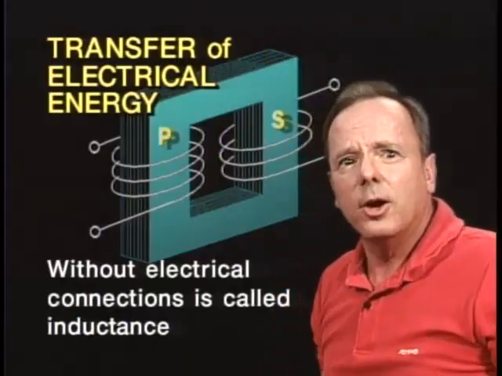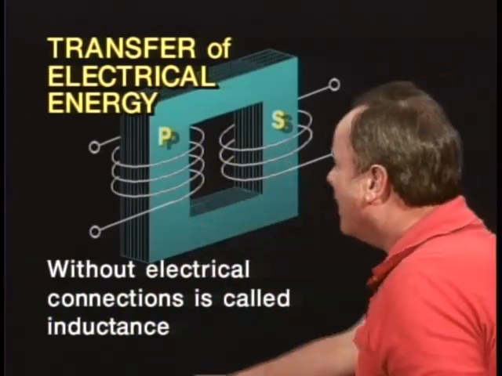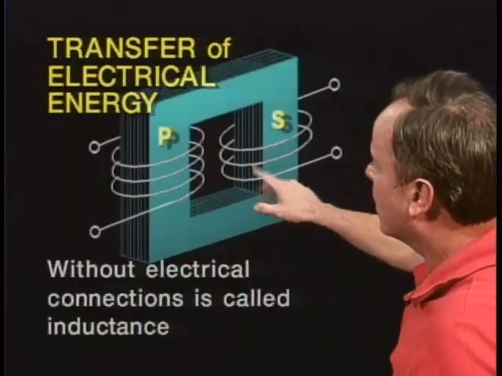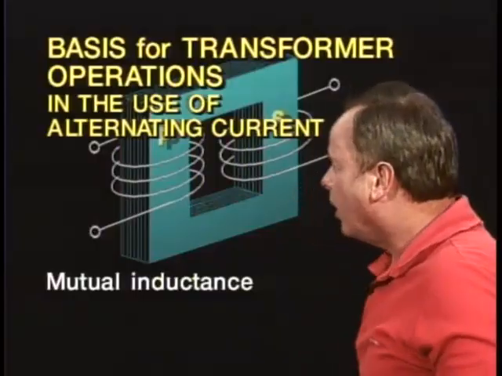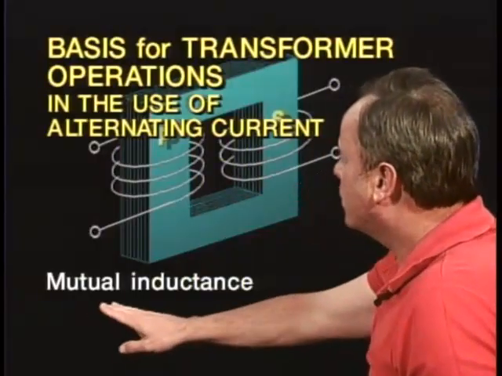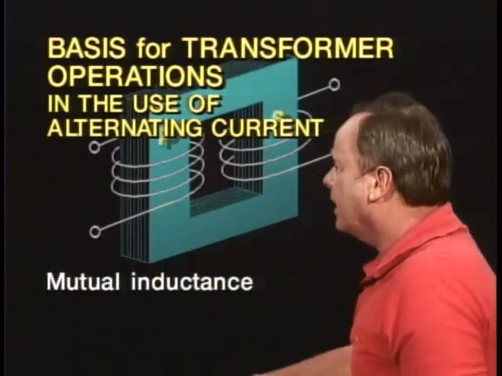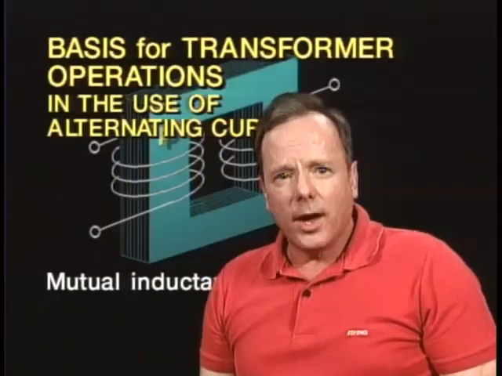So transfer of electrical energy from one conductor to another without the aid of any kind of electrical connections between the two, that is called inductance. And this arrangement is called a transformer, where one coil creates a current in another coil over here, and the basis for transformer operation in the use of alternating current is what is known as mutual inductance. A magnetic field from one coil induces a current in the other, and that's called mutual inductance. So when you create a coil of wire in a circuit, you are creating what they call an inductor in the circuit.